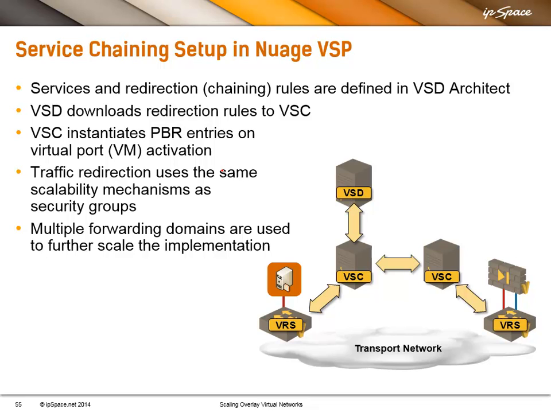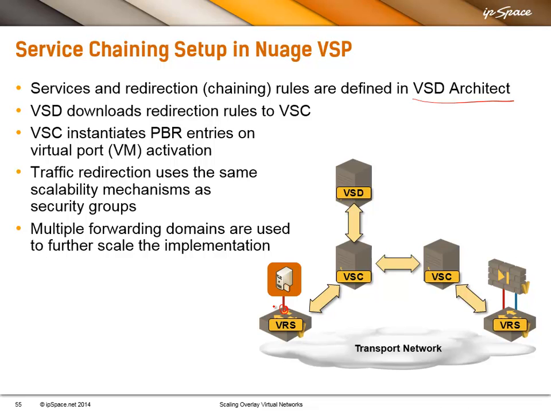First, you have to define the rules in something called VSD Architect. These are actually the redirection rules, so it's effectively PBR. And these rules are downloaded on demand to VSC and then instantiated as OpenFlow entries on the VM port. So when a VM is activated, as we already went through, VSC is informed, it asks VSD what to do, it gets the definition of the policy, including the service chaining rules, and it installs the corresponding OpenFlow entries into the VRS.